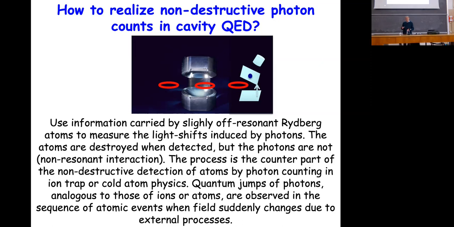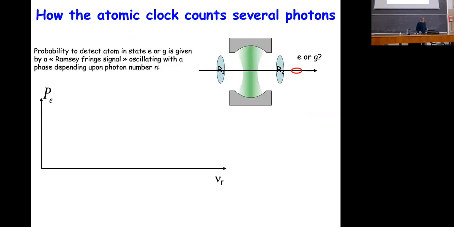And in fact, it's striking that the ion trap physicists and the cavity QED physicists are doing the same thing seen from 2 opposite viewpoints. We will see also that we can see quantum jumps in a way similar to how we see quantum jumps on atoms. Here, the quantum jumps will appear as a very fast disruption of a sequence of atoms leaving the cavity. So let's analyze this in more detail.